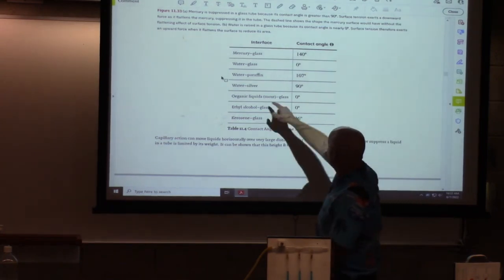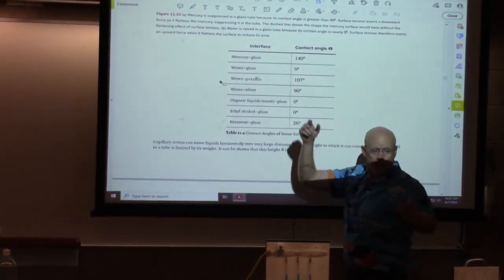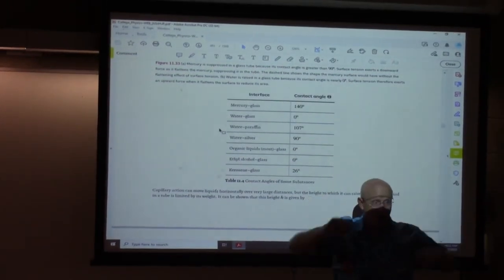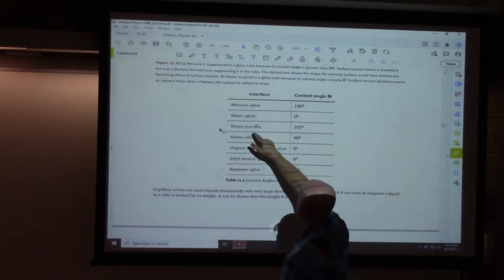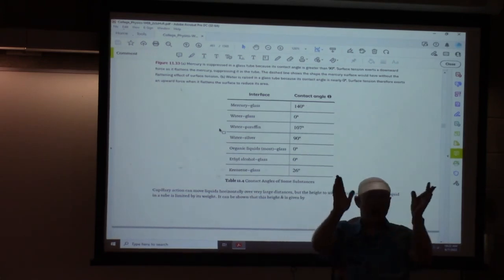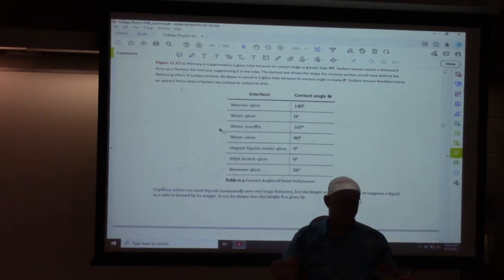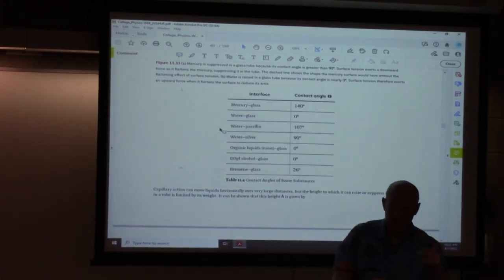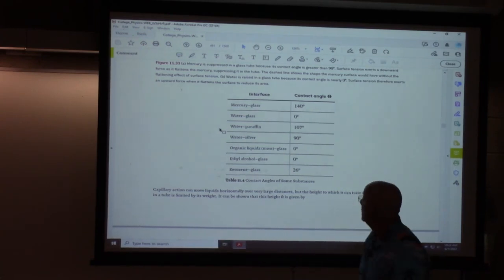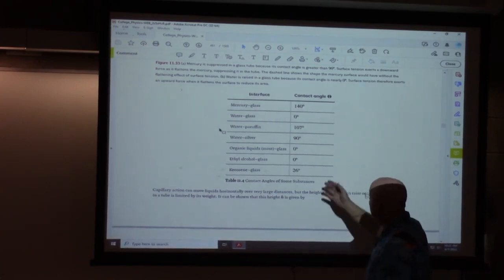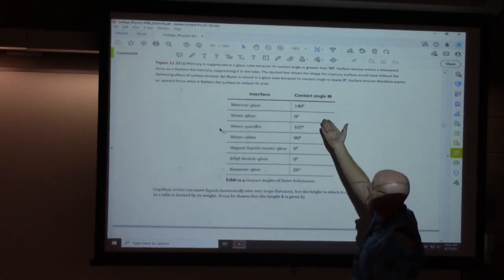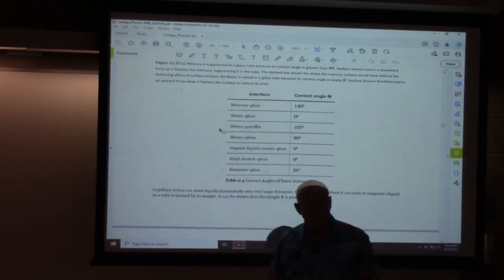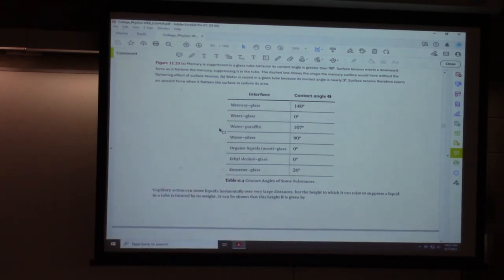And so if you look at water and glass, I was saying the meniscus is pretty steep, so it's 0 degrees there. But as we saw in the other picture, the mercury in the glass goes the other direction. And it pushes the fluid down instead of up. And then they give some other ones here. But I think really what we need is the 0 degrees, that we're going to be working with water in glass.